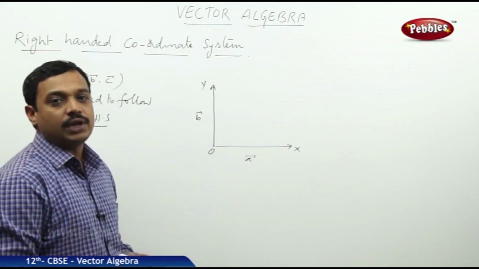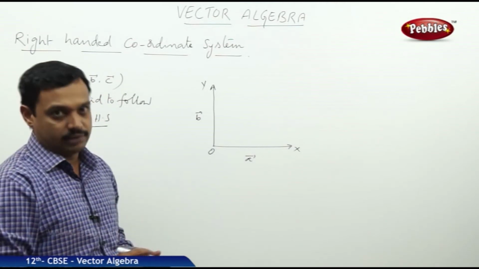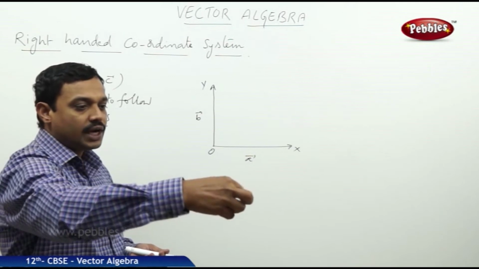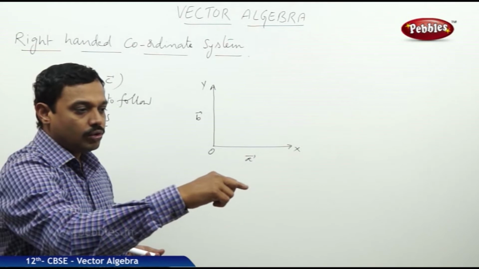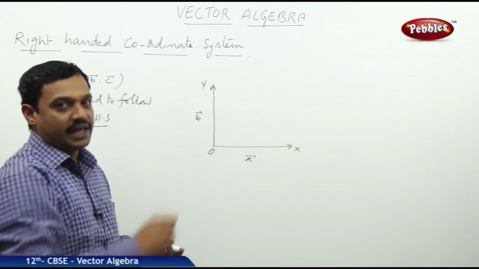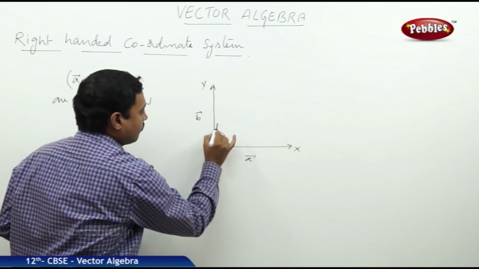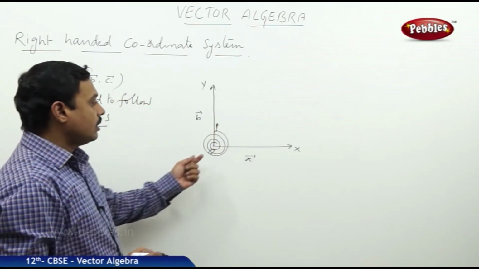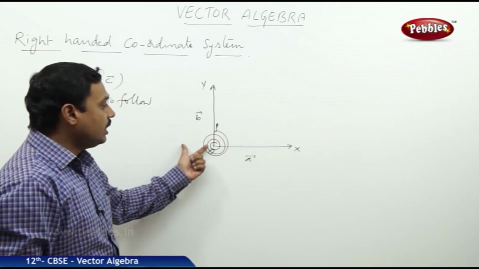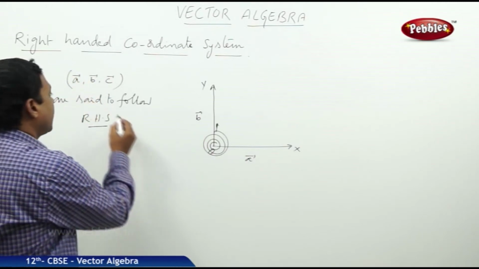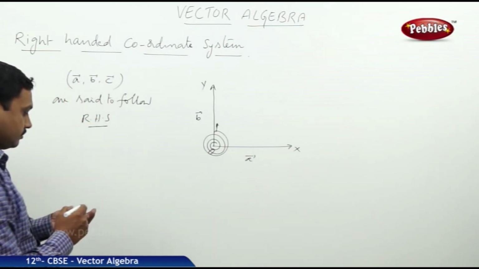Here the best example is when we try to open the cap of a bottle. When we rotate the cap in the anti-clockwise direction, the cap moves in the upward direction like this. In such a case, the vectors are said to be in a right-handed system. Otherwise they are in a left-handed system.